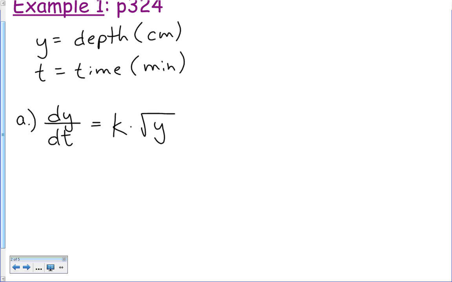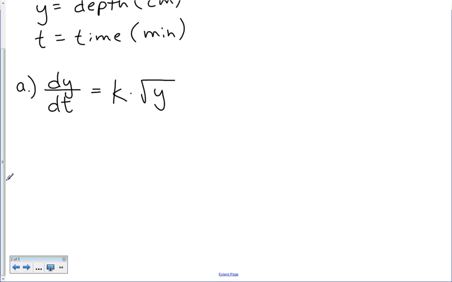Notice it looks similar to the ones that we saw back in the last section. The difference here is that instead of being just y over there on the right, it's the square root of y. With that being the case, that means our antiderivative when we go through this is going to be a little bit different, and therefore the solution is going to be different. It's not necessarily going to be an exponential function when we get done here. In fact, we're going to see it's quite different. All right. They wanted us to find the value of k as well. So we got the differential equation written down.